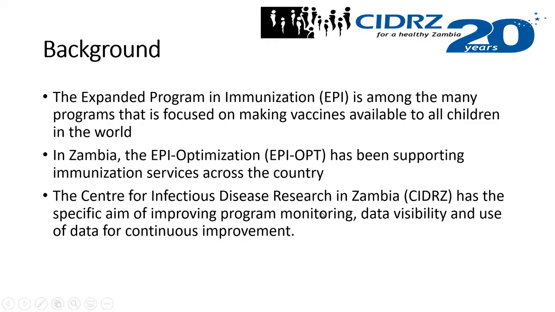The expanded program on immunization, which is the EPI, is among the many programs that is focused on making vaccines available to all the children in the world. So in Zambia, the EPI Opt has been supporting multiple immunization services across the country. This has brought together a lot of implementing partners. This is funded by Gavi and the World Health Organization. And CIDRZ took part in this with the specific aim of improving program monitoring and data visibility and using the data for continuous improvement.